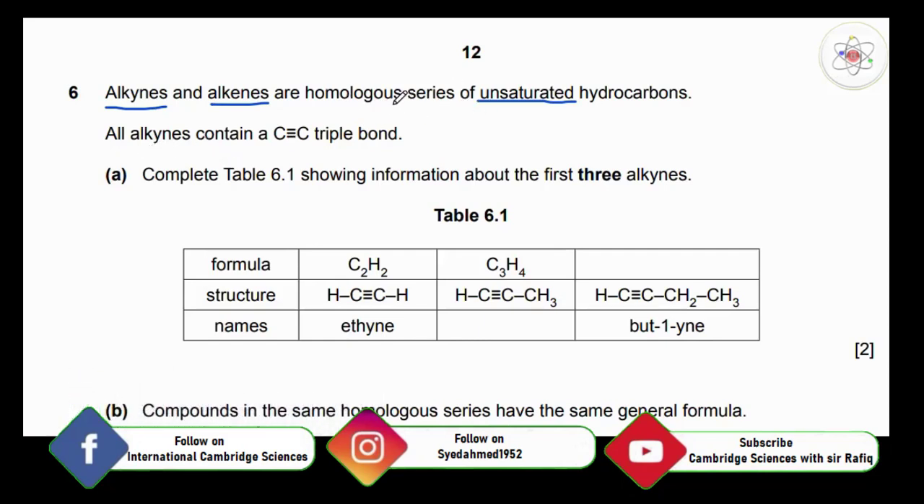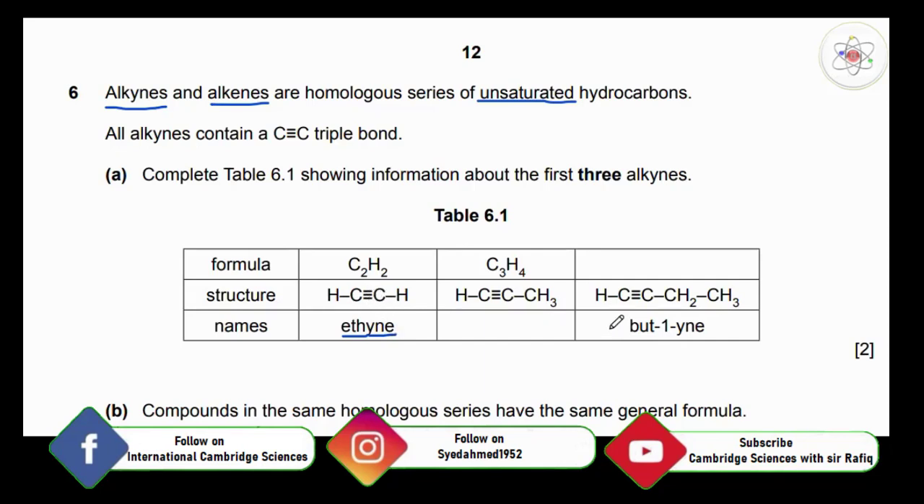So that's why they are called unsaturated hydrocarbons, right? So all alkynes contain a carbon triple bond carbon. So complete table 6.1 showing information about the first 3 alkynes. So you can see that this is the alkyne of 2 carbon atoms. Eth indicates 2 carbon atoms, and ine means there is a triple covalent bond.